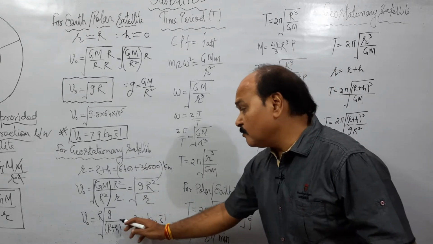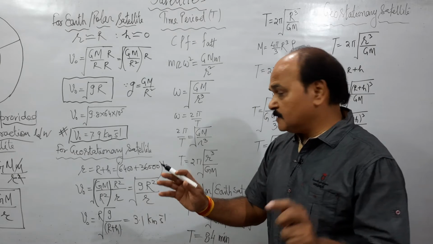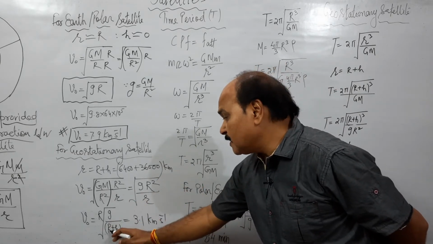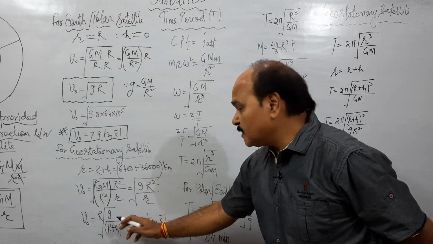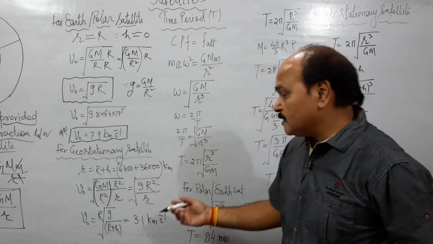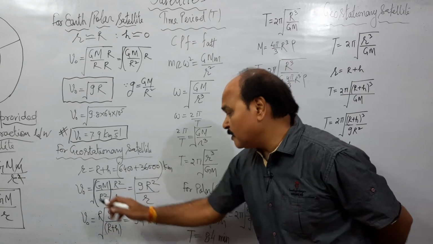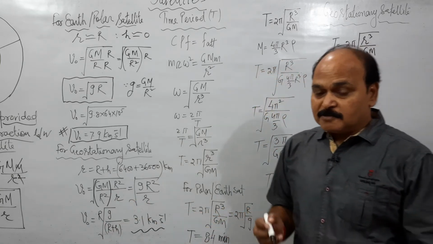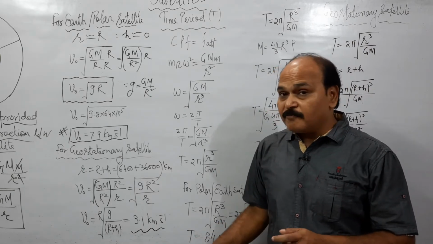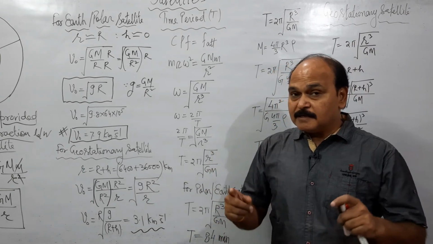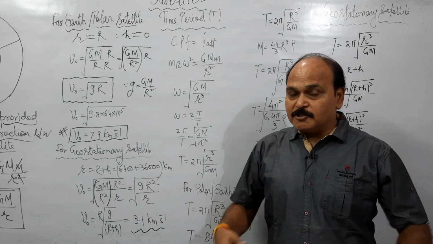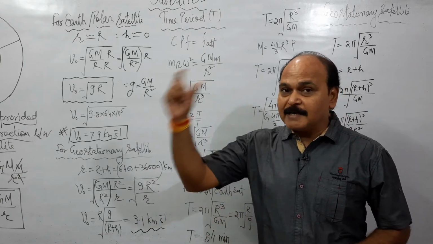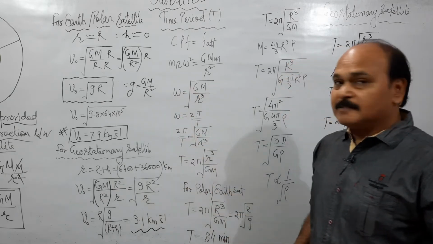If we substitute the value of g over Earth's surface, g is 9.8 meter per second square, R is 6400 kilometer, h is 36,000 kilometer. If we substitute all these values and solve it, what do we get? We get it as 3.1 kilometer per second. So this is the orbital speed of the satellite in Clarke's orbit, geostationary orbit, the orbit in which the satellite is at rest with respect to the Earth.